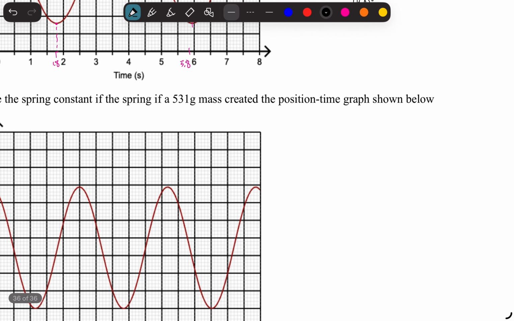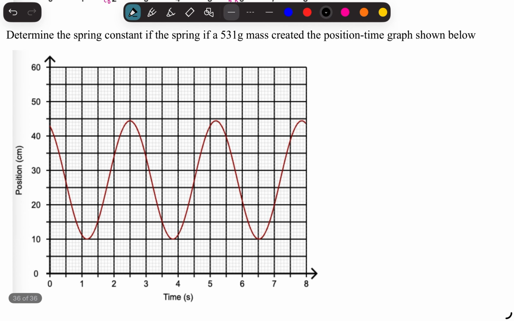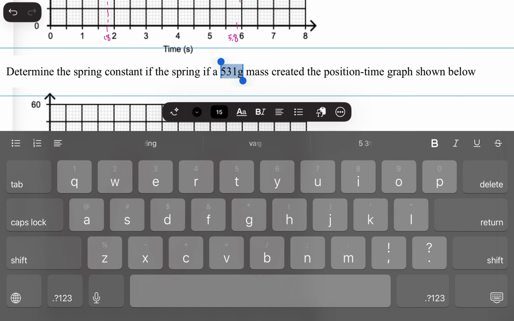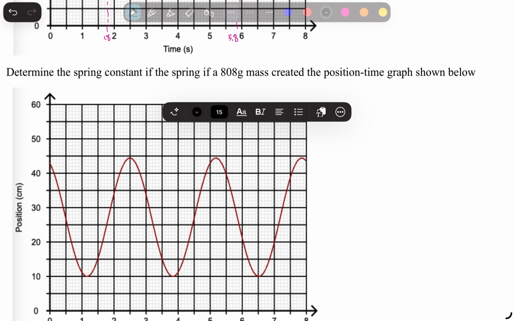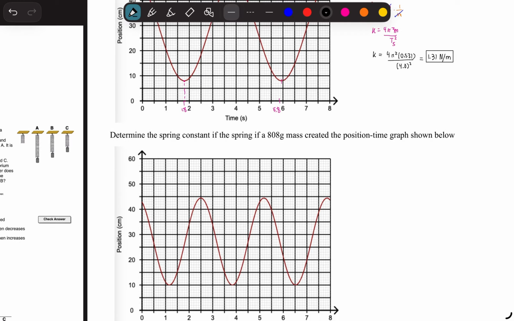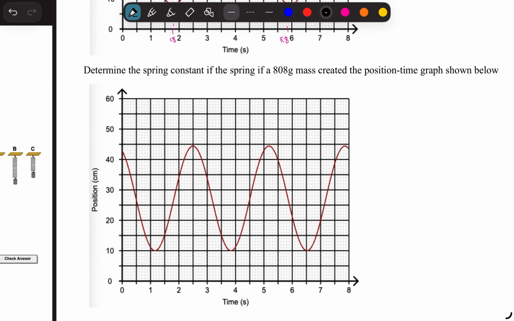Okay, now let's do our second question. Determine the spring constant for a spring with a mass, but this is not going to be 531 grams. This is actually going to be the graph generated for 808 grams. So let's do this problem. It's slightly different than this one because we can see that the frequency is greater, and the period is shorter.